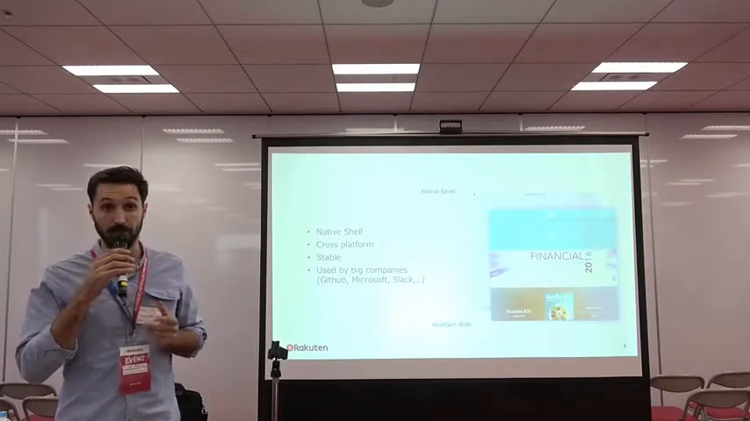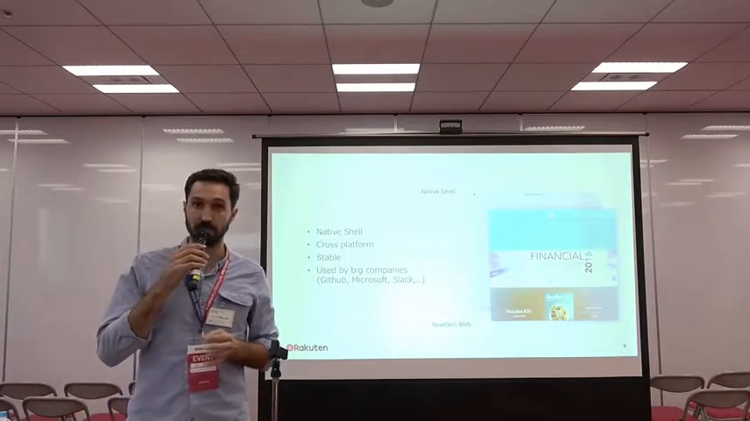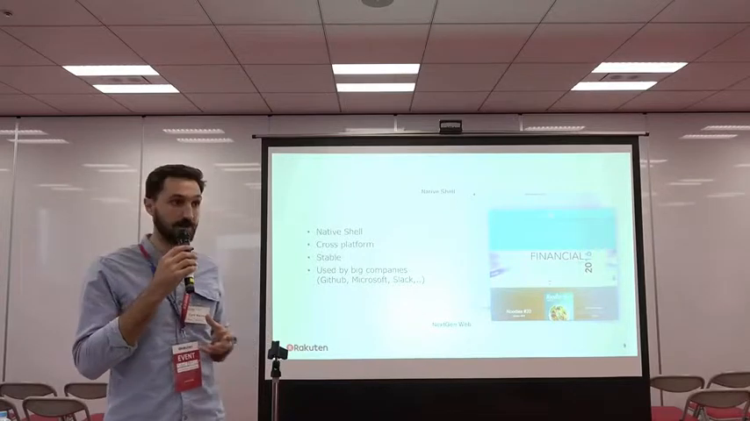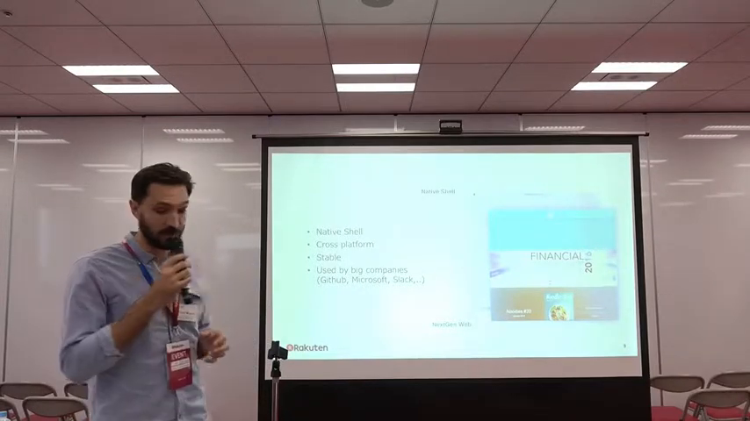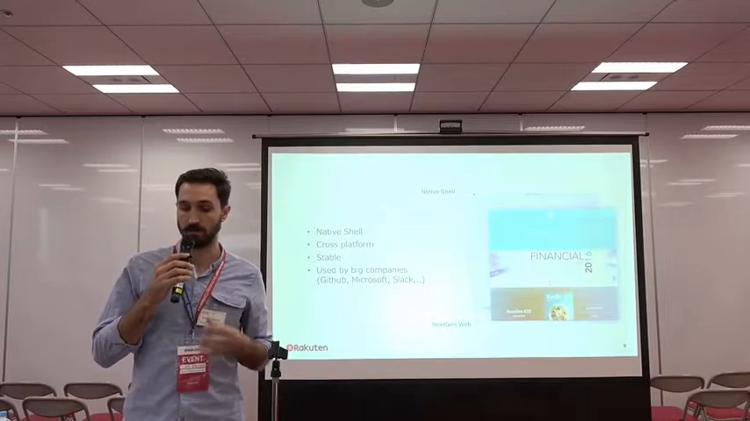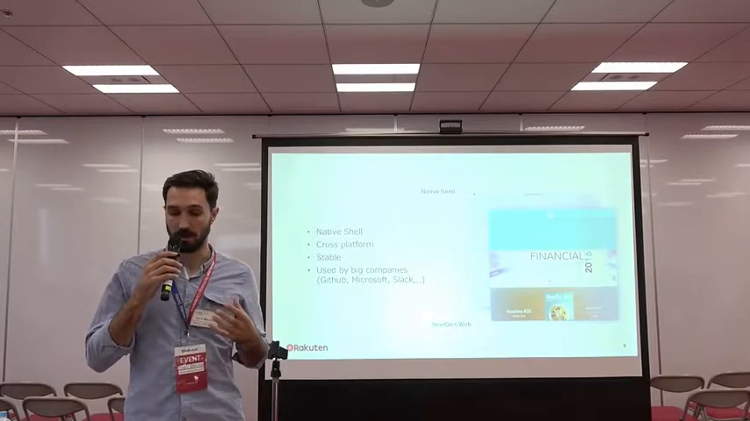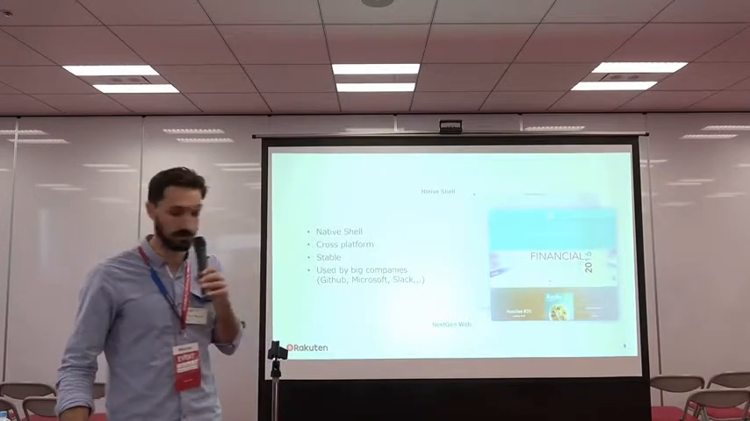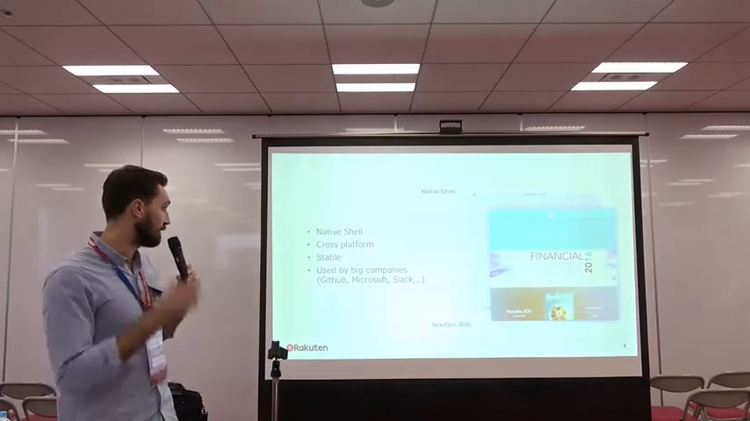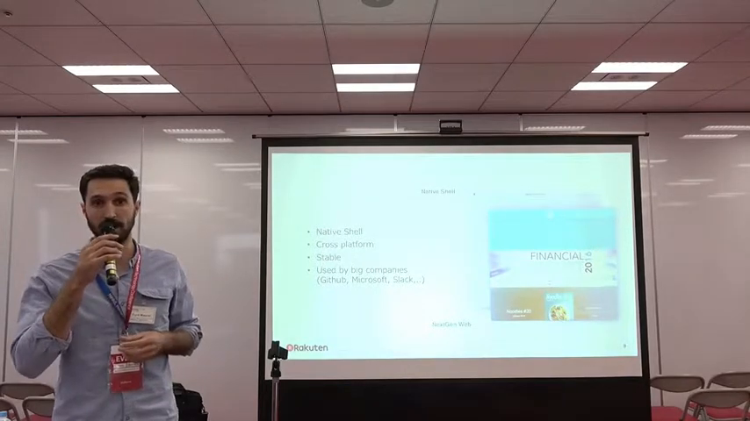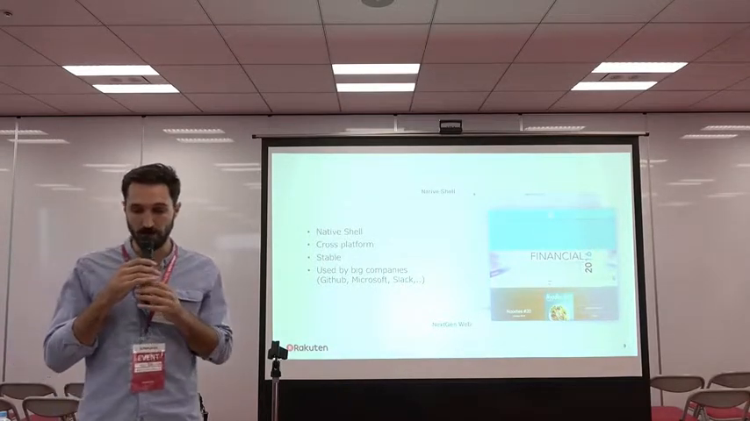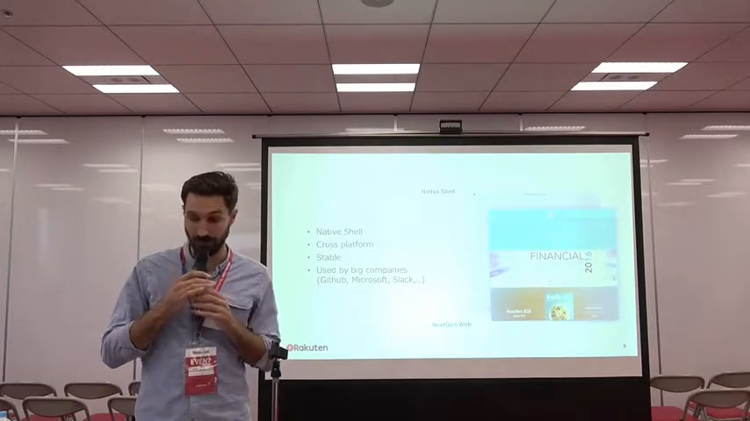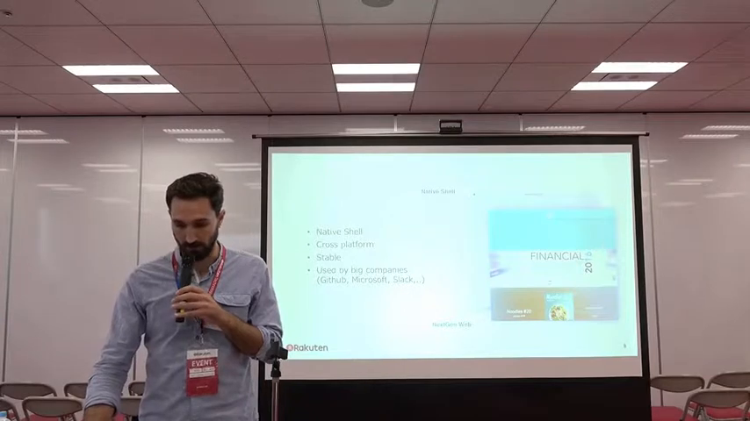We found Electron. Electron creates a native shell for our app and allows us to communicate natively with the OS. Electron is cross-platform. That means with the same code, we can build apps for Windows, macOS, and Linux. It's a mature and stable solution. It's already used by big names. For example, GitHub editor, Atom, is made with Electron, or even Microsoft Visual Studio Code, or Slack. There are a lot of examples like this.